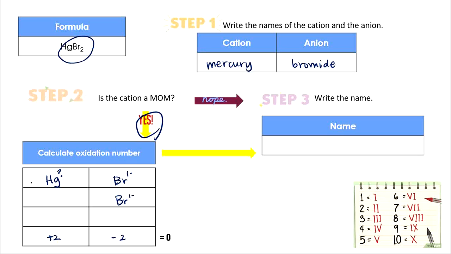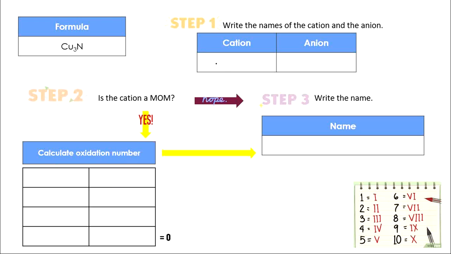So if the total charge of the cations has to be +2, and there's only 1 mercury, what must the charge on the mercury be? Well, it's got to be +2. So how do I put that in the name? Remember, for MOMs, we have a Roman numeral to indicate the oxidation number. So to write the name, rewrite mercury, Roman numeral 2, in parentheses, and then bromide. Mercury(II) bromide.